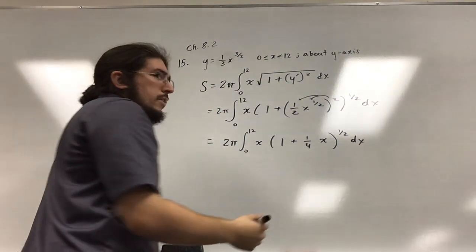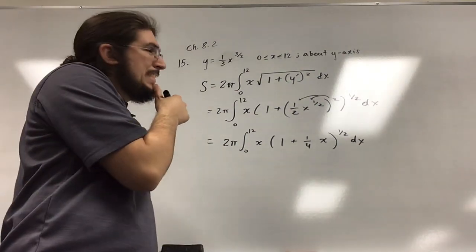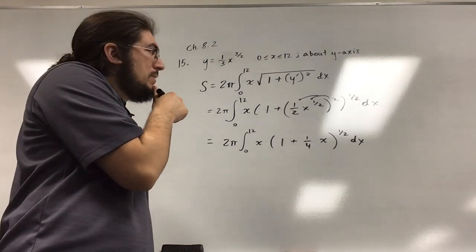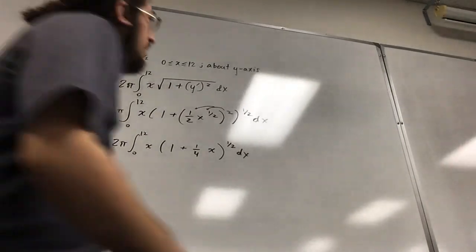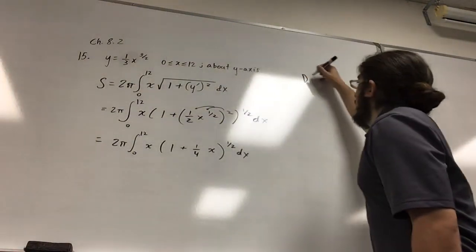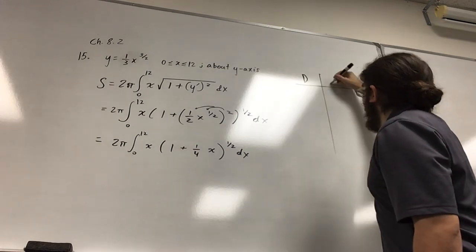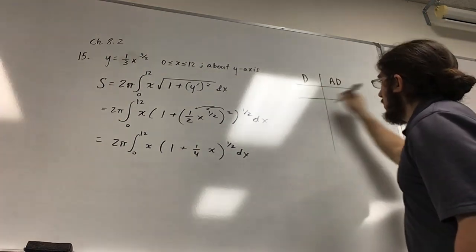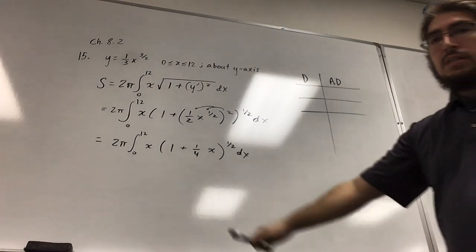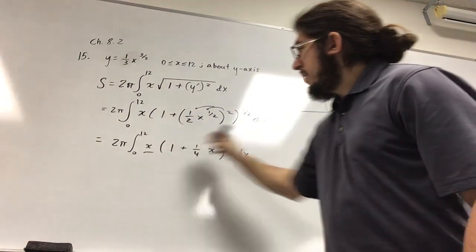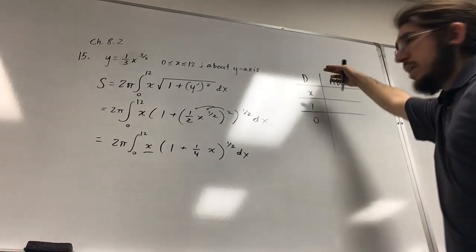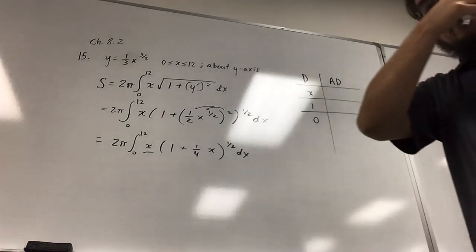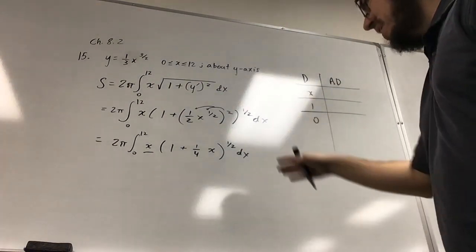So let's see, for tabular, let's go off to the side a little bit and try and see how this can work. Let me just shoot this over on the side like that so you can see. So we have a derivative column and an antiderivative column. The derivative column is going to start off with this part of the product, x. Its derivative is eventually 0, derivative is 1, derivative of that is 0, so we just keep differentiating.